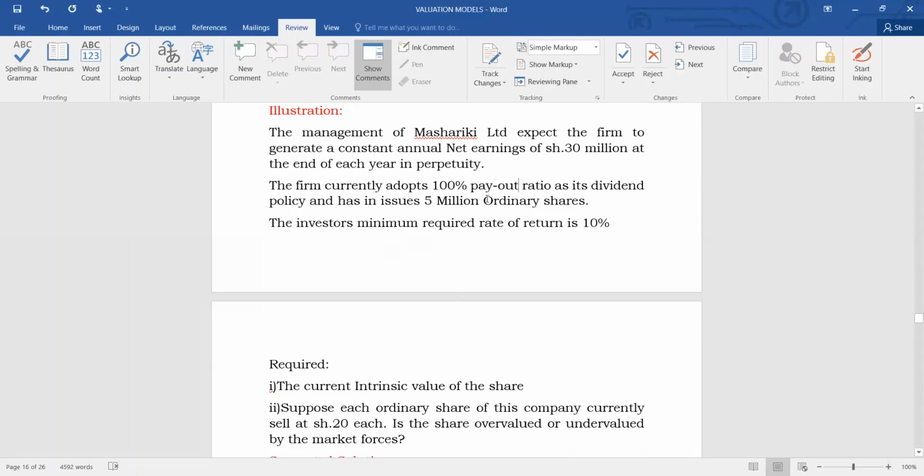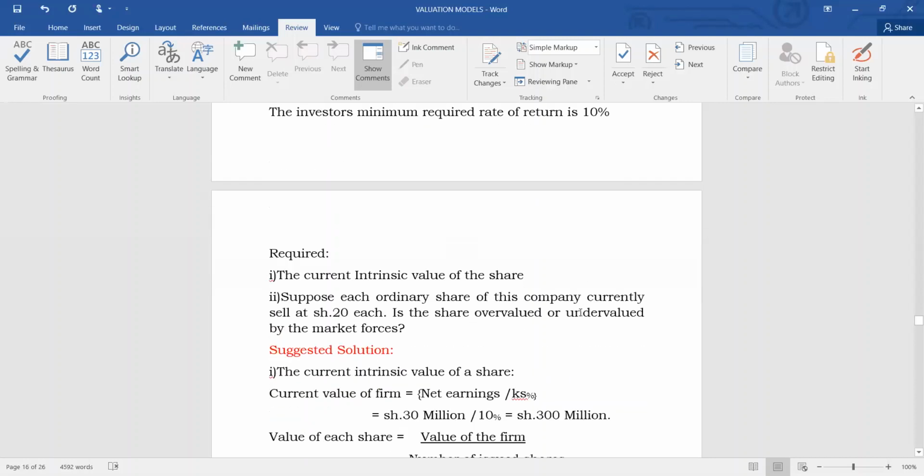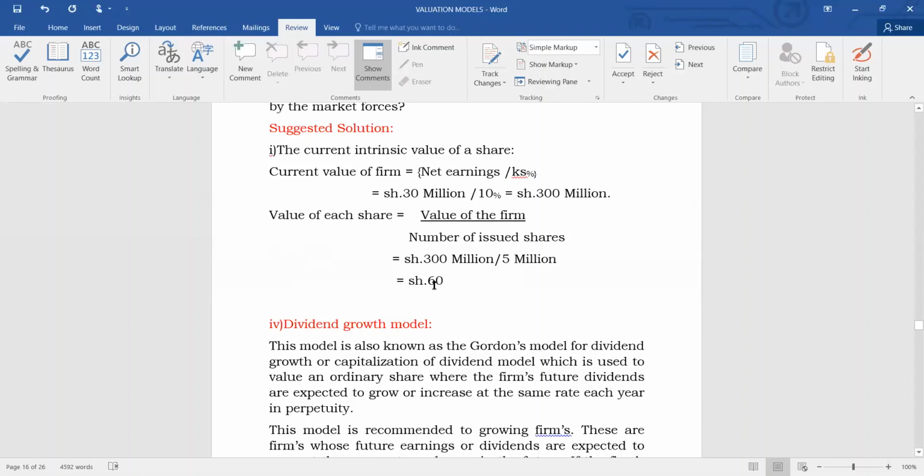The net earnings divided by the number of shares in issue gives the earning per share, 6 shillings. Now that the dividend payout ratio is 100%, dividend per share is also 6 shillings. Earning per share is equal to dividend per share, which is 6. So if you take the dividend per share, 6, divided by 10%, does it still bring you to 60 shillings? Yes.